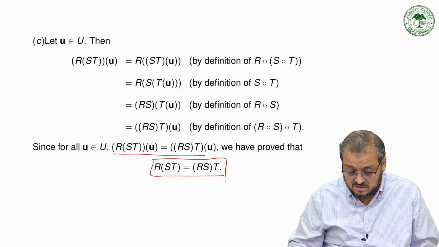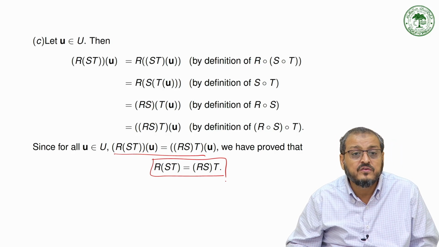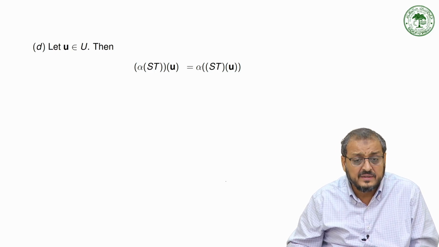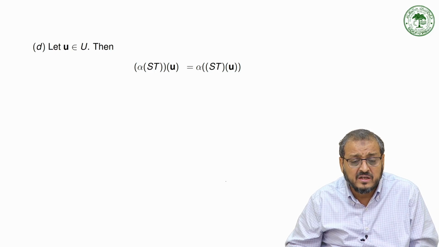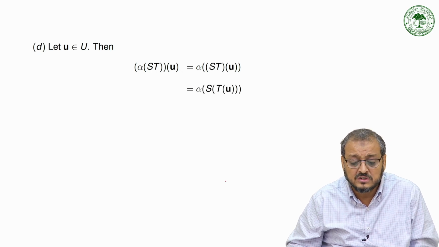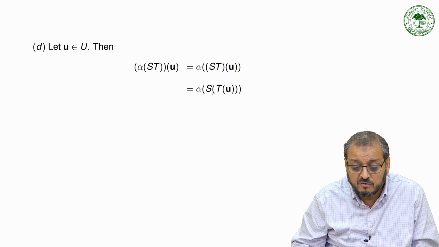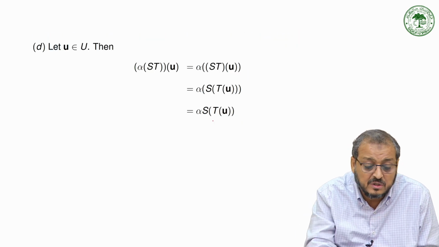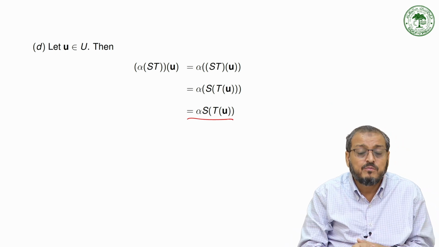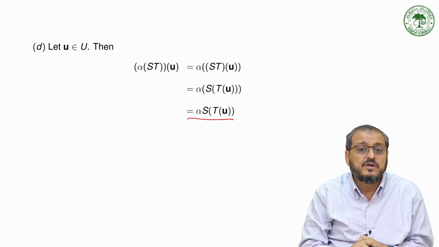Now we have to take alpha, and then we can check this form. So (alpha S)(T(u)) is equal to alpha times S(T(u)). Now using the composition, again we say it in this form, and this completes the proof of this thing. So now this completes the proof of the whole theorem.